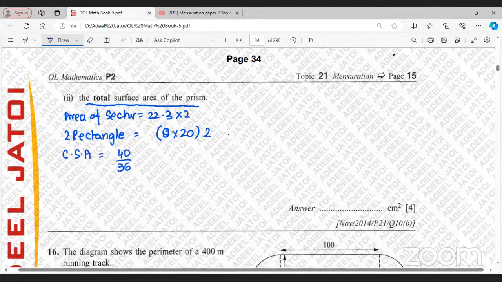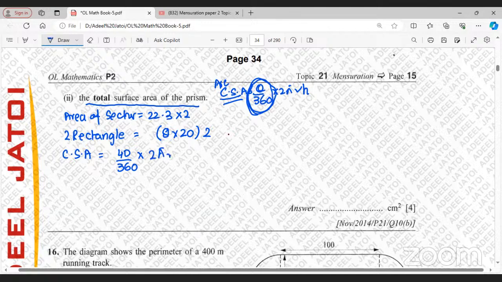40 upon 360. And the curved surface area is calculated through what? Theta upon 360 into 2 pi r. This is the curved surface area formula, right? And then automatically we multiply this with what? H, because this is just the arc that we are talking about. So let's say arc curved surface area: 40 upon 360 into 2 pi r, which means 8. This will give me the arc, multiplied by the length. This will be 20.